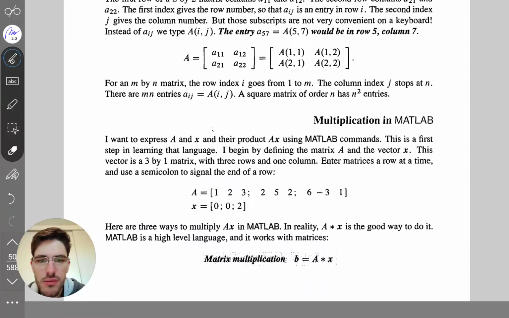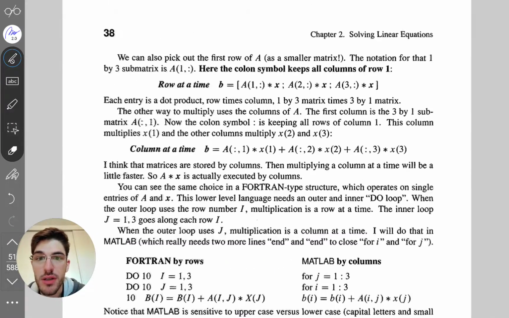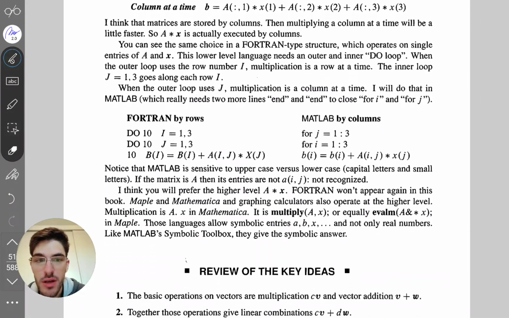Matrix notation, multiplication in MATLAB. That's nice. We definitely want to use MATLAB.